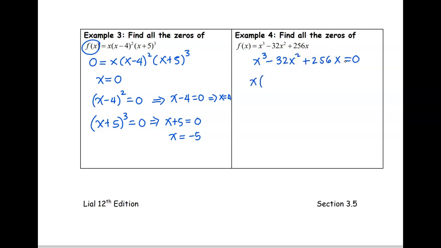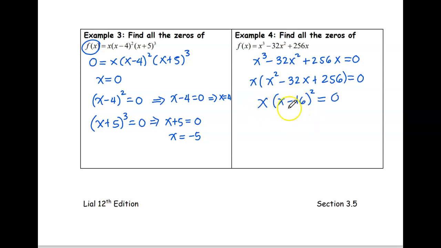We have x times (x squared minus 32x plus 256) equal to 0. And then we will factor this quadratic expression. Notice that this is just a perfect square trinomial. This is equal to (x minus 16) squared. And then copy x. That's equal to 0.